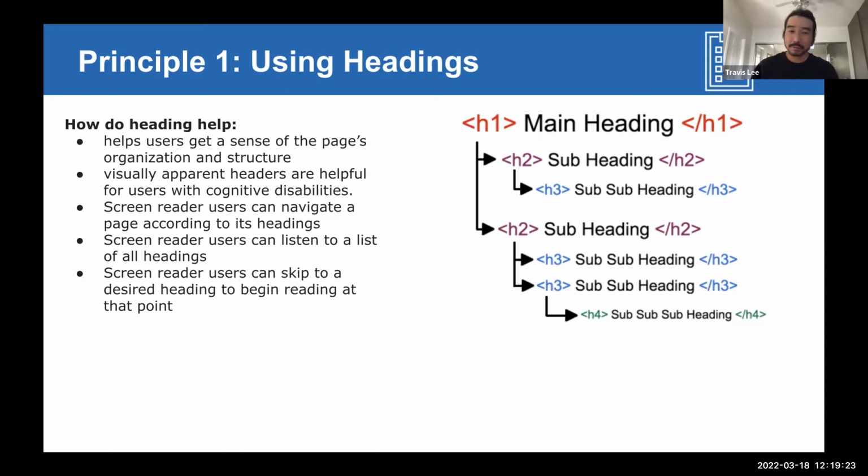Visually apparent headers are helpful for cognitive disabilities. I think you should definitely make a visual change between H1 and H2 and H3. For screen readers, you can navigate the page according to its headers. Screen readers can listen to the list of all the headings, as you saw with Sal's demo, and can skip to the desired heading depending on where they want to start reading. It's always hierarchical. You can't skip from H1 to H3. You want to go H1 to H2 to H3.